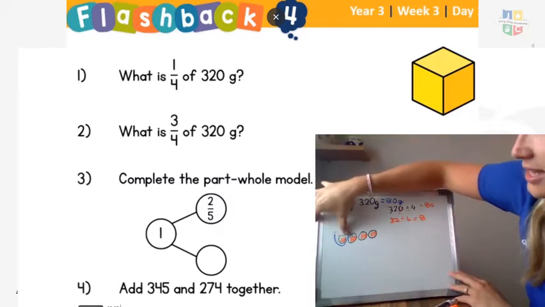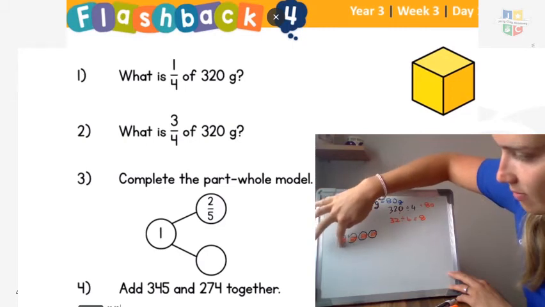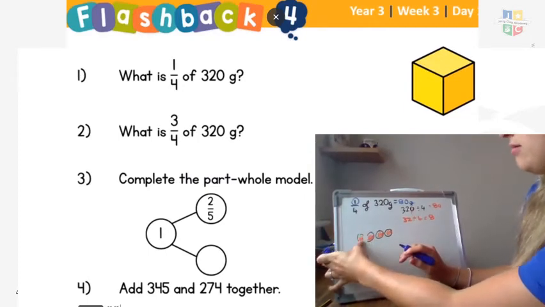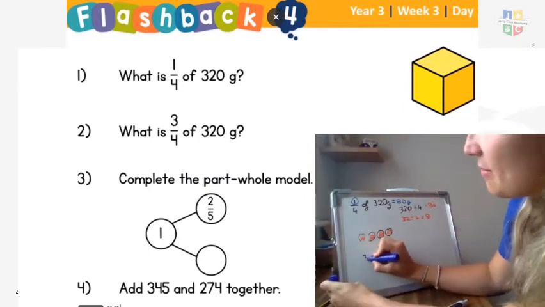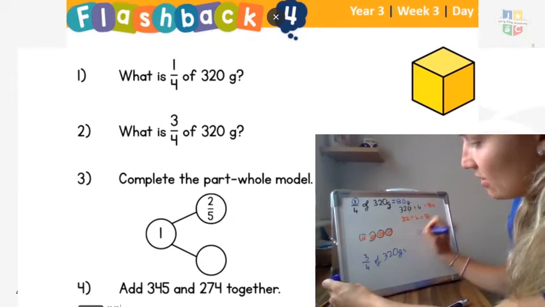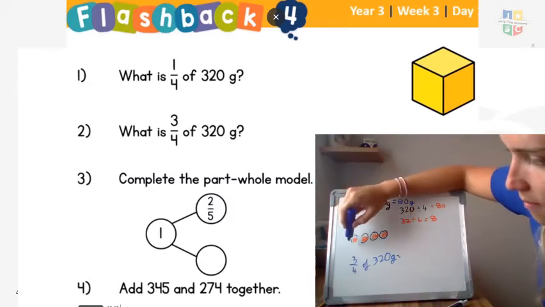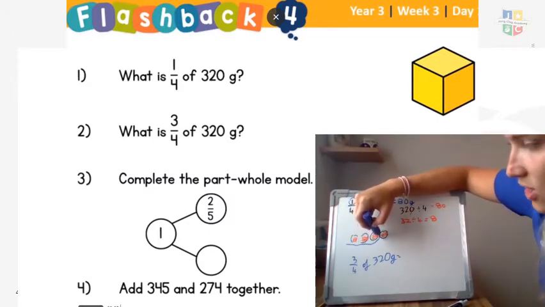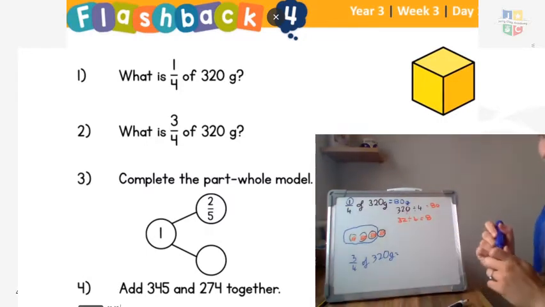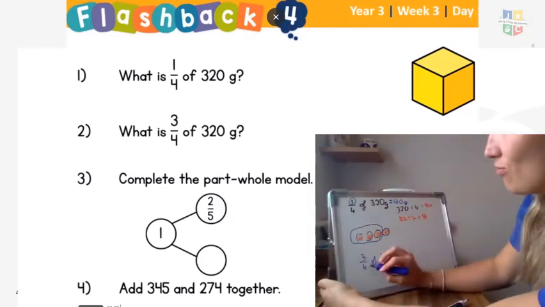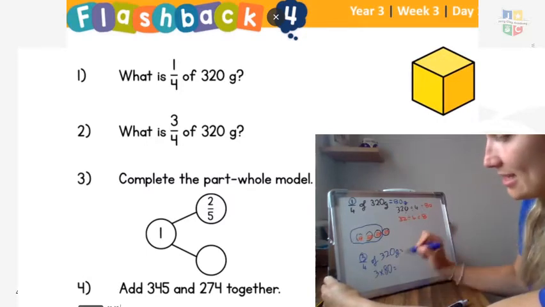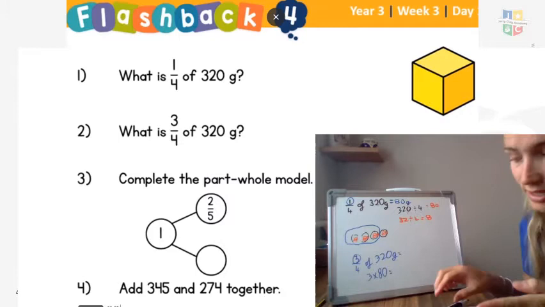So what I could do this time is take off my blue there. This time I want to know what 3/4 of 320 grams is. So I'm going to look not at 1 part, not at 2 parts, but at 3 parts. So I can now draw my circle around 3 parts. I know that I have got 80, 80, 80. So I need to do 3 lots of 80. So 3 times 80.